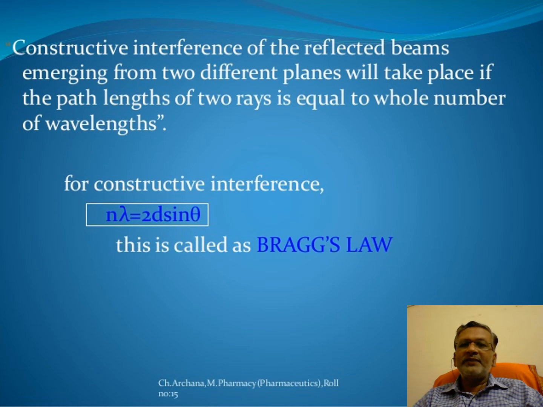Now, the definition of Bragg's law: constructive interference of the reflected beams emerging from two different planes will take place if the path difference of the two rays is equal to a whole number of wavelengths, or an integer of wavelengths. For constructive interference, n lambda is equal to 2d sin theta. This is called Bragg's law. Bragg's law is a fundamental rule in crystal diffraction, or in crystallography.